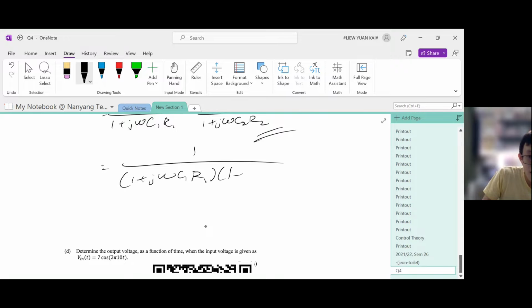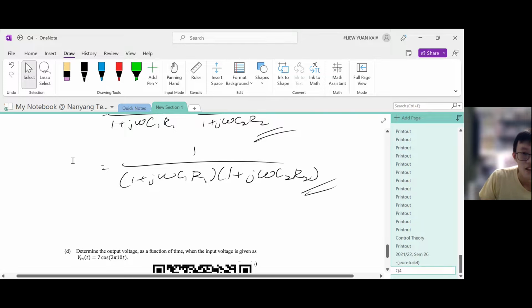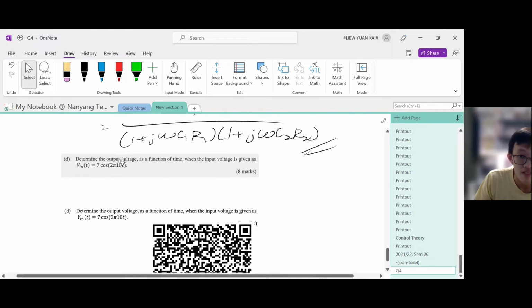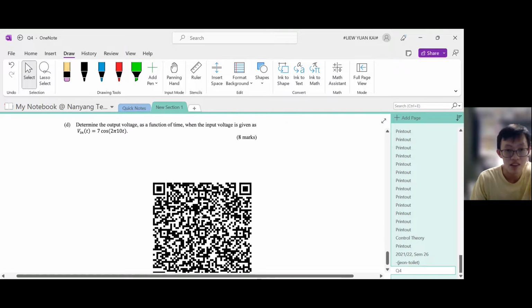R1 1 plus j omega C2 R2. Okay. Now determine the output voltage as a function of time.